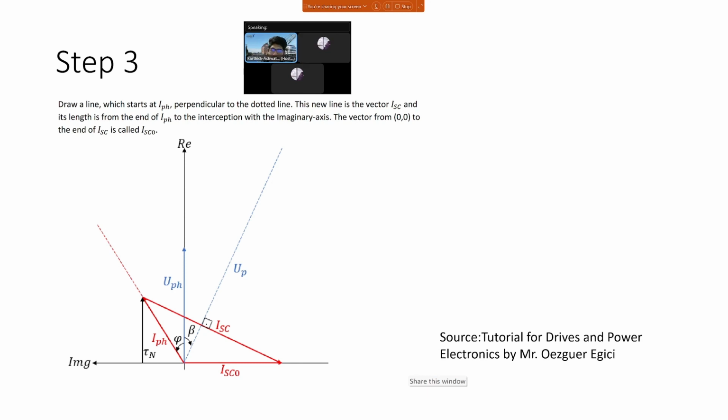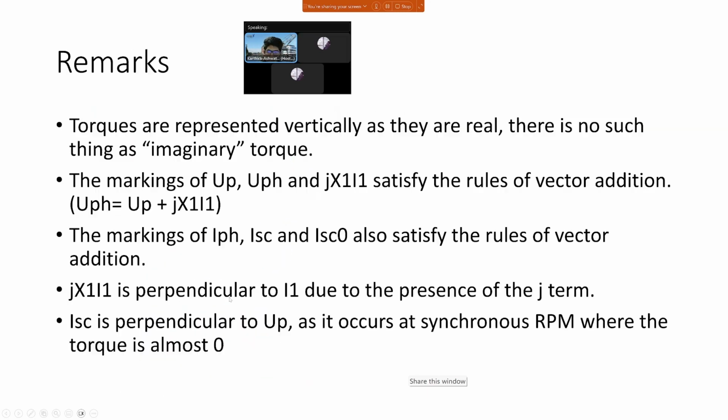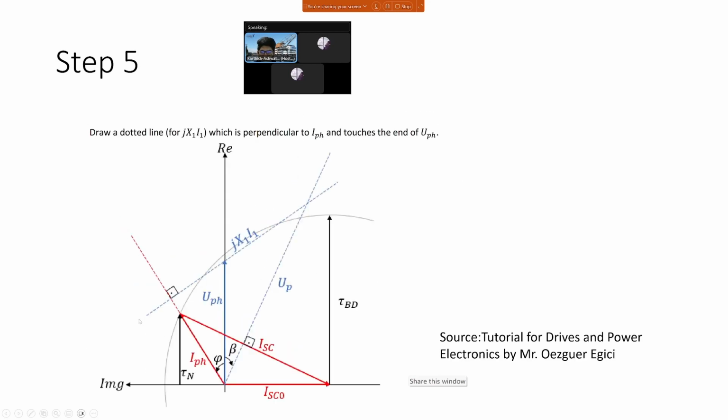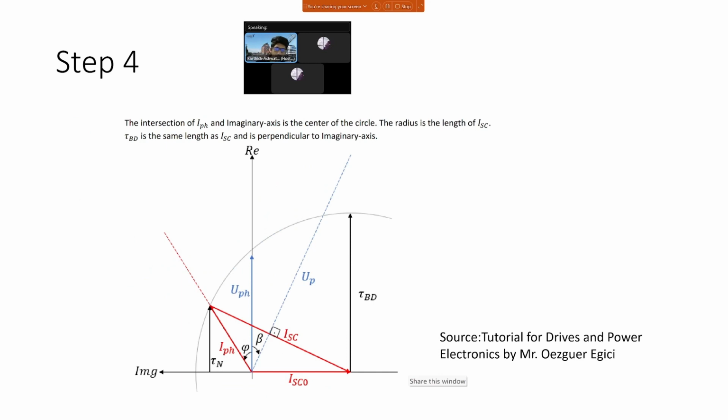And why is ISC perpendicular to UP, you might ask? ISC is perpendicular to UP because it is occurring at synchronous RPM. What did we say? ISC is, no, that's not ISC. That's ISC 0. Okay, that's not a good explanation.